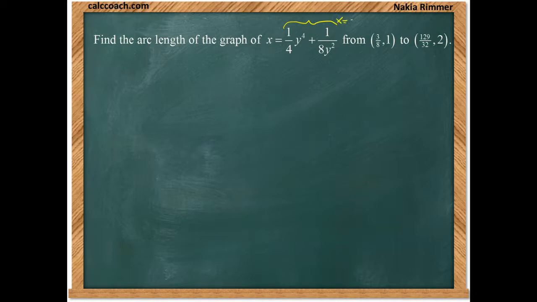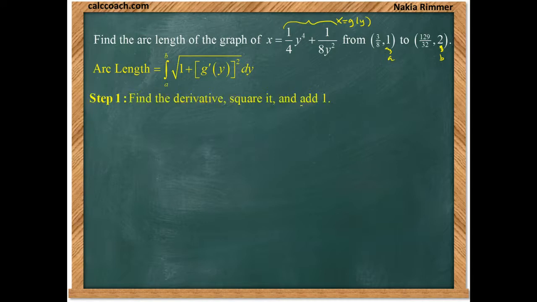So think of x as some function of y and go with the formula that we take the derivative of that with respect to y, square it, add 1, take the square root, and then integrate with respect to y from some a to b, with a being 1 and b being 2, the different y values. Let's break it down step by step. First, let's find the derivative. Then we'll square it, and then we'll add 1.